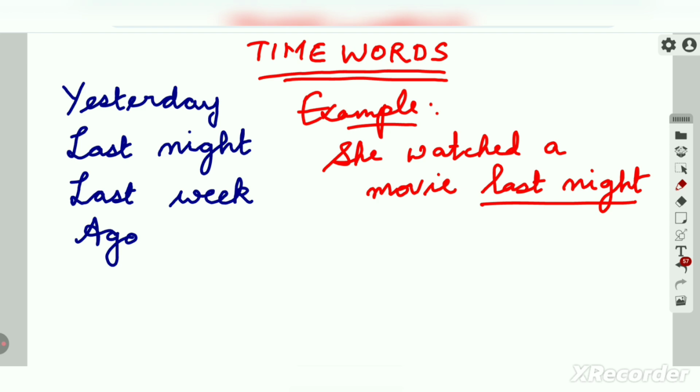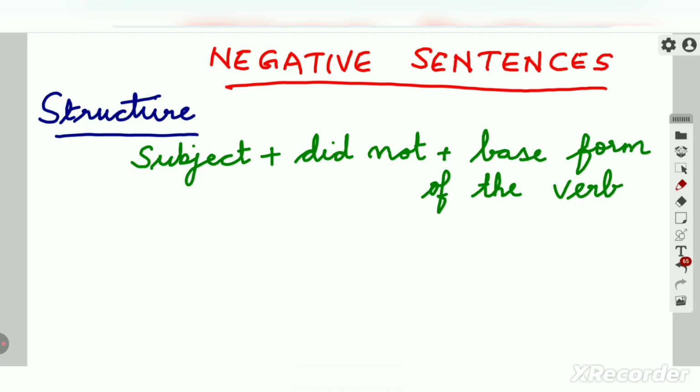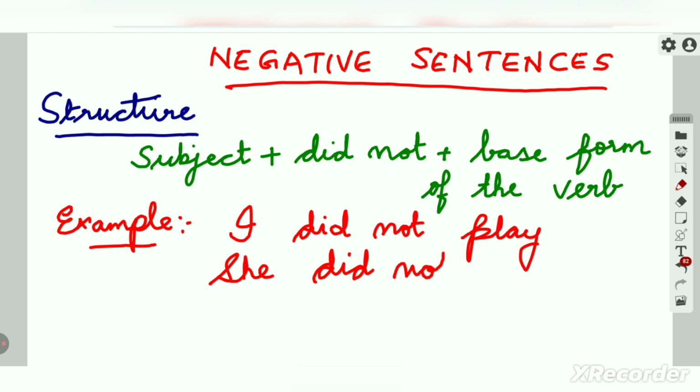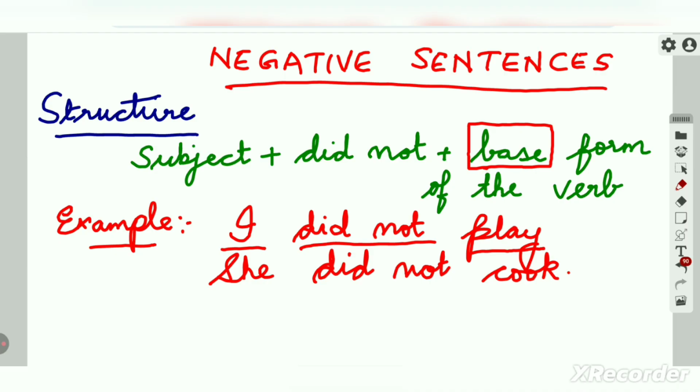Okay. Now, let us see how to make negative sentences in simple past tense. The structure is subject plus did not plus base form of the verb. For example, I did not play. She did not cook. So what is this? It is subject plus did not plus verb in its base form. This is something you have to remember.